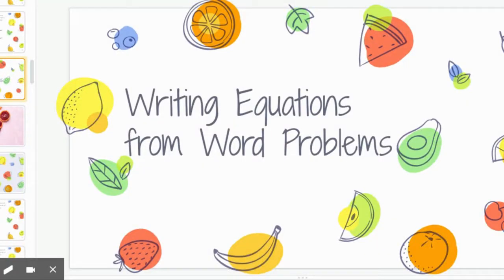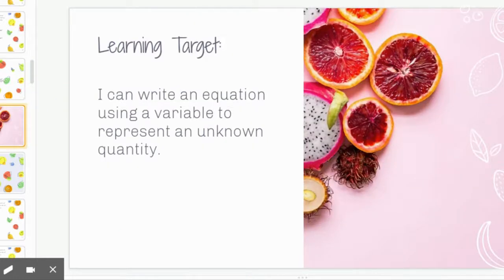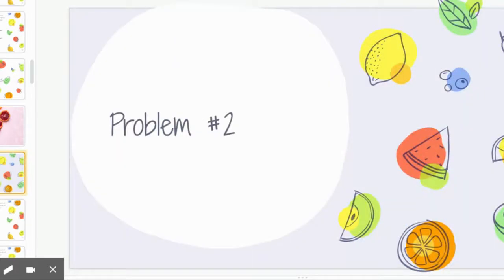This is part 2 of our 4-part lesson on writing equations from word problems. And again, our learning target is, I can write an equation using a variable to represent an unknown quantity. I will walk you through the steps of writing equations from word problems and then also give you some ideas on other equations that would go with that word problem. This lesson just focuses on walking you through the steps of writing the best equation, and then I'll show you the other equations that would also match that word problem.